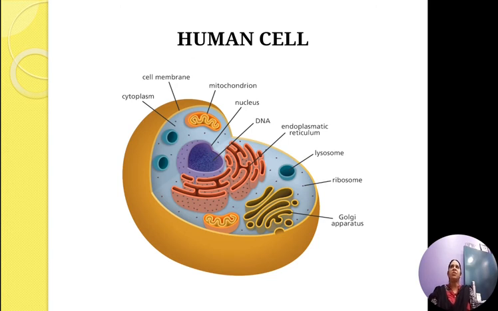It forms a wall-like structure between the two cells as well as between the cell and its surroundings. This is the importance of the cell membrane. Then the next part is your cytoplasm. It is a thick, clear, jelly-like substance present inside the cell membrane.